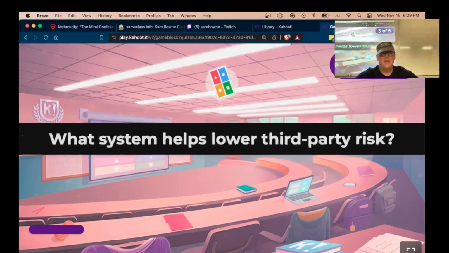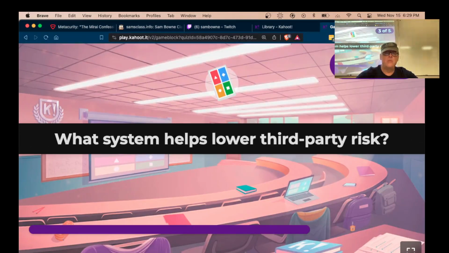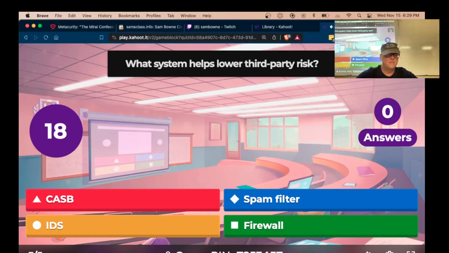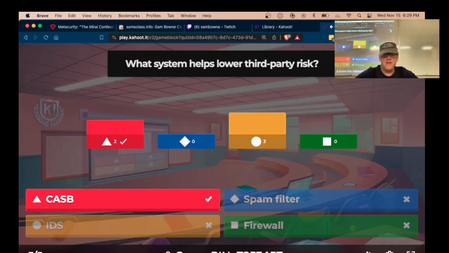All right. So which system will lower third-party risk? Cloud Access Security Broker. That's what it is. That helps limit what kind of cloud services are being used and by whom, and that lowers your third-party risk.